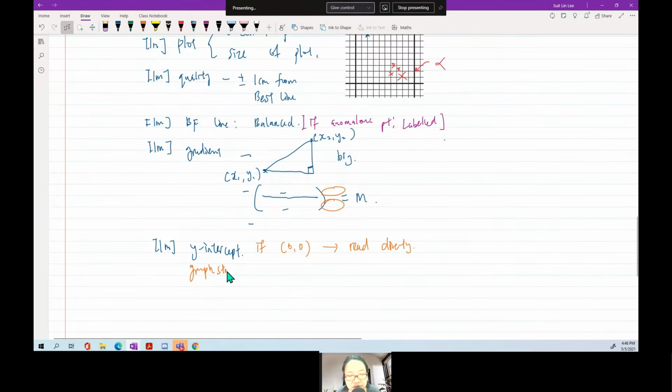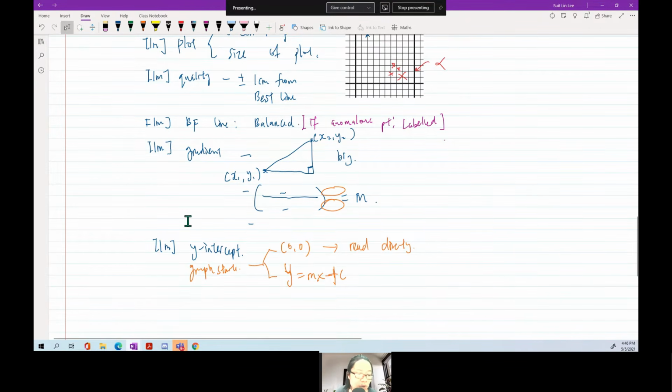So if the graph starts from 0, 0, you can read directly. If it doesn't start from 0, 0, then you must use y equals mx plus c. I hope you know how to use the equation. If not, go watch a video about it. I think Miss Ellie recorded one already. Okay, so use the y-intercept like this.